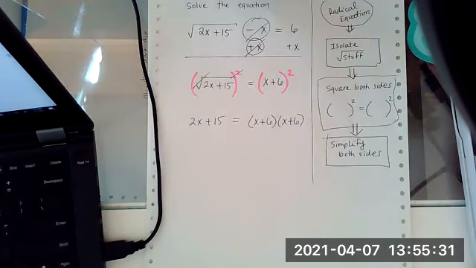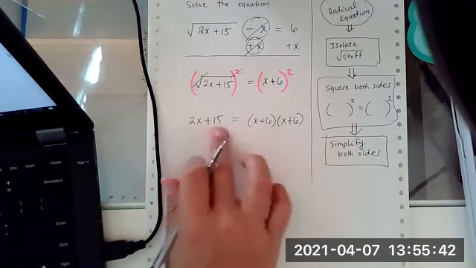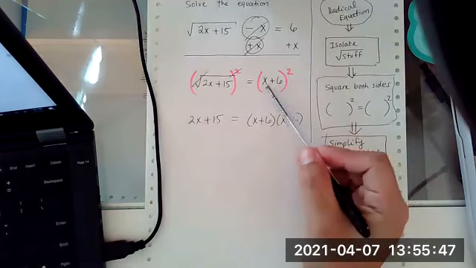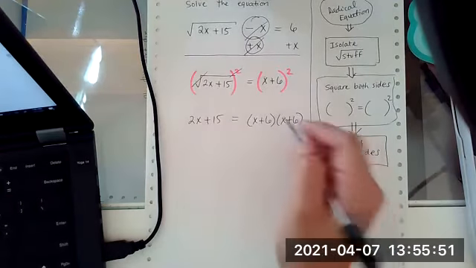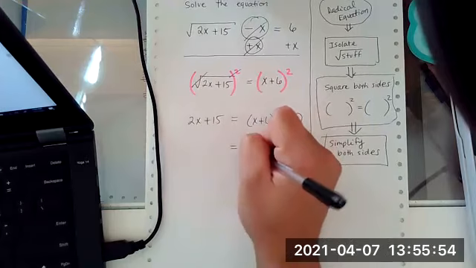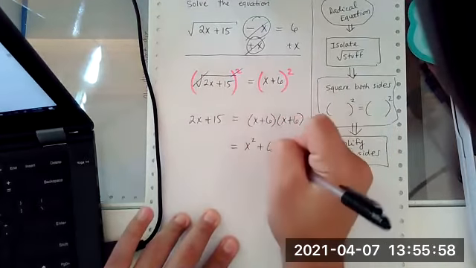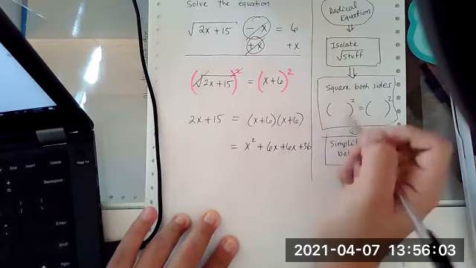Okay, does anybody have any questions up to this point? Well, now we're just going to simplify both sides, and there's nothing to simplify over here. We can't combine these terms. So we'll look at this, and remember, x plus 6 squared is just x plus 6 times itself. So we have to distribute that out, and we get x squared plus 6x plus another 6x plus 36.